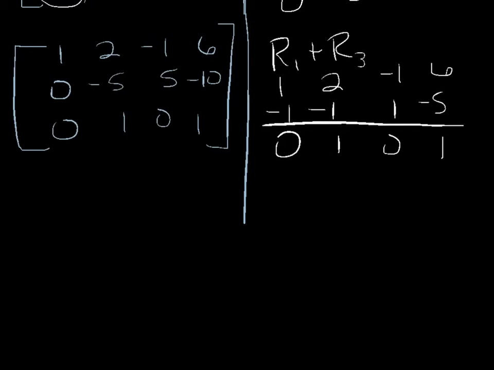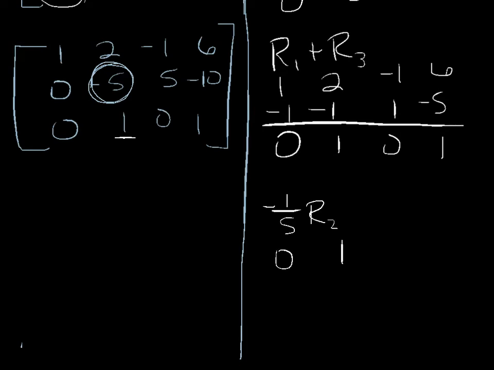Next, I need to look at my second column, and I need a 1 to be right here. I have a couple of different options. I can notice that I have a 1 here, and I could just switch. I could also multiply my second row by a negative 1/5, and that's what I'm going to do here. So my negative 1/5 times row 2 gives me 0, 1, negative 1, and 2. That's going to replace row 2.